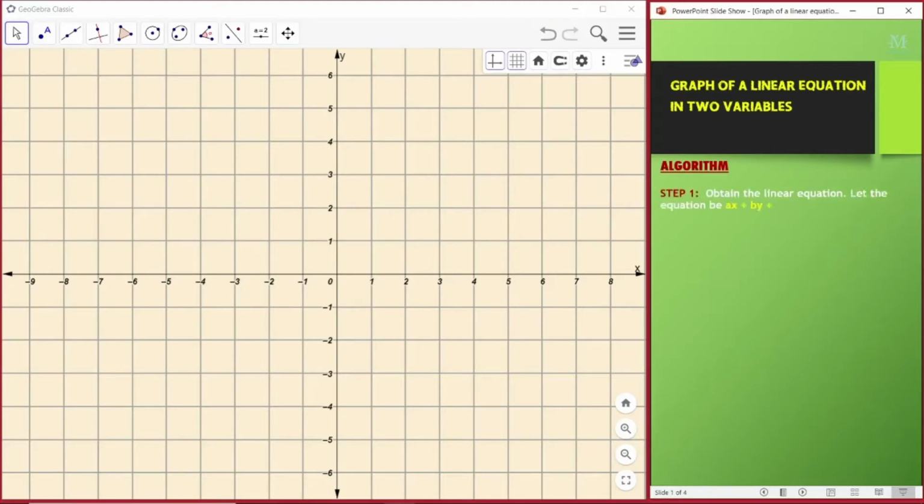First step is we have to obtain the linear equation. Let the linear equation we have here is of the standard form ax plus by plus c is equal to 0. Then the second step is express y in terms of x to obtain y is equal to minus times (ax plus c) whole divided by b. If you solve the above equation, ax plus by plus c is equal to 0 for y, this is the expression you get for y.